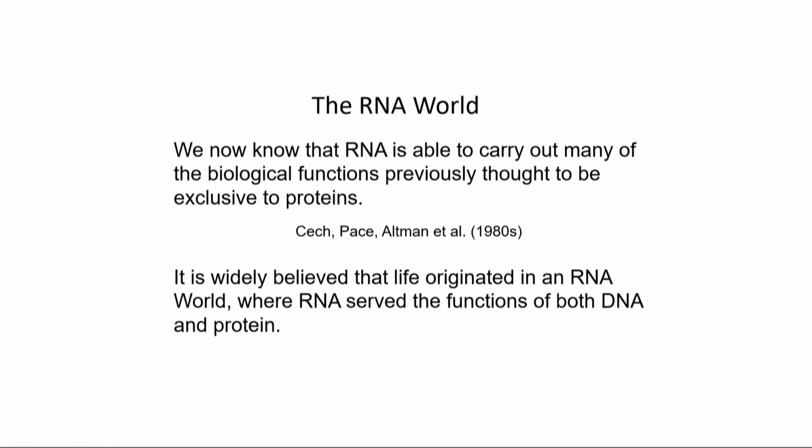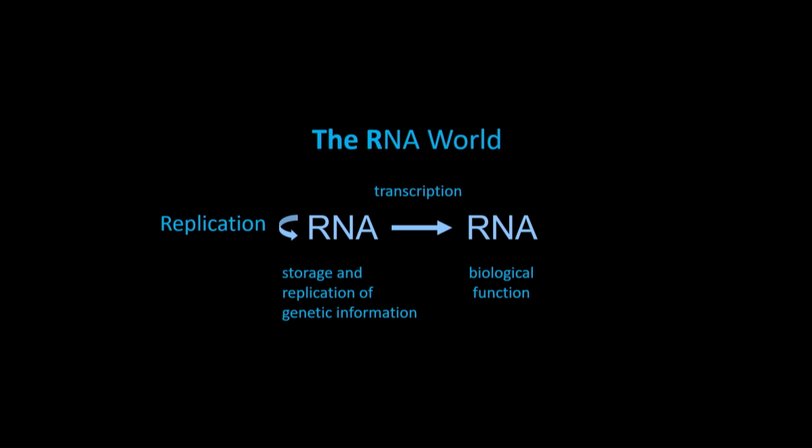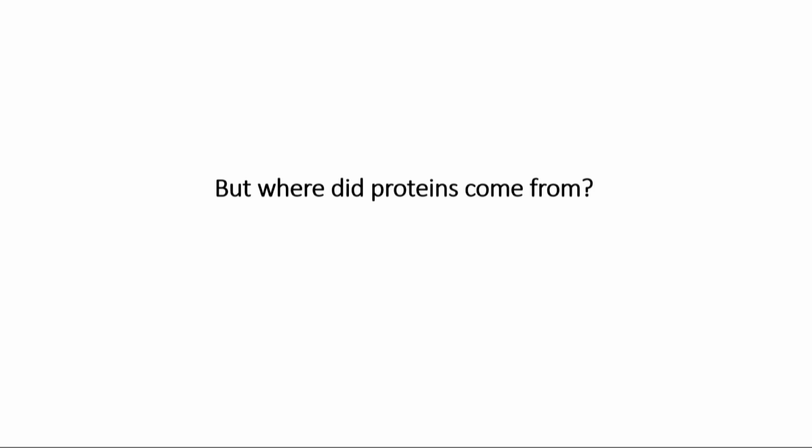And so this is a very simple world compared to our present central dogma. RNA makes RNA makes RNA, so it carries the information for self-replication and information storage, and then by transcription of small pieces of RNA off an RNA genome, you create ribozymes or functional RNAs that are the equivalent of our proteins. But where did proteins come from?